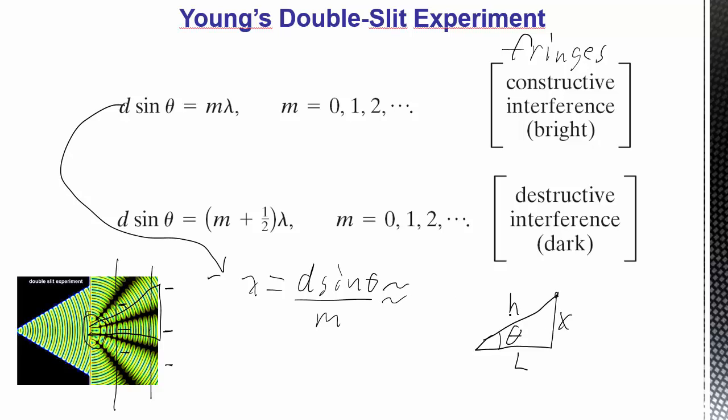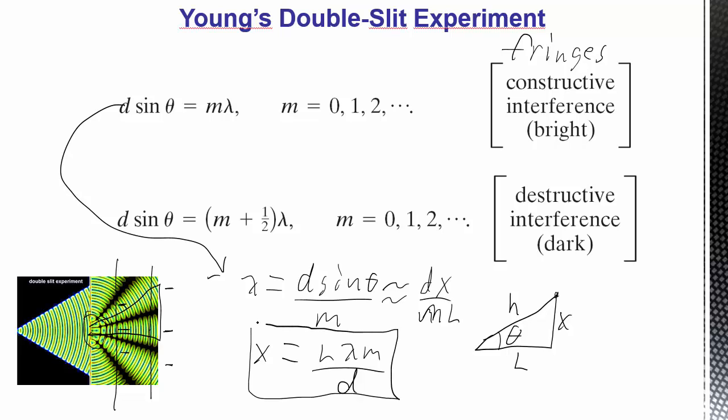So sine theta would normally be x over h, but usually it's a lot easier to know L, so we're going to call sine theta x over L. So this becomes d x over m lambda... ml. And then this is usually rearranged to solve for x. So you've got x equals L lambda times m over d.